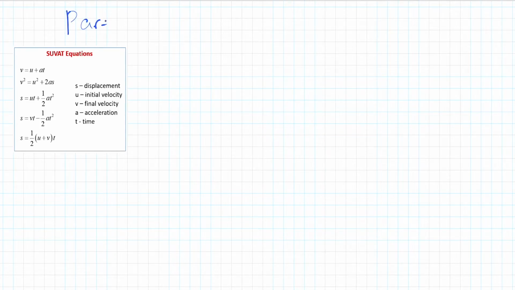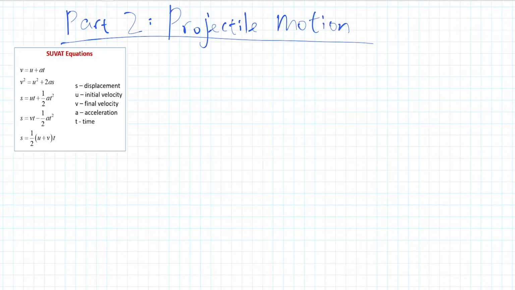Today we'll be exploring part 2 of Suvat motion, which is called projectile motion. An object is said to undergo projectile motion when it follows a curved path due to the influence of gravity. This curved path is called the trajectory.